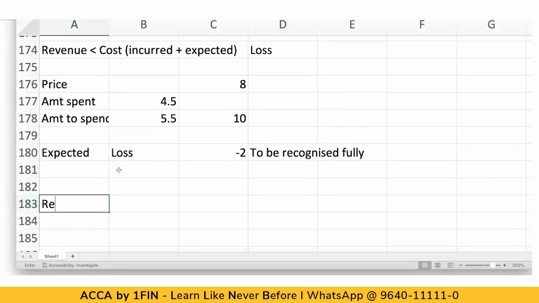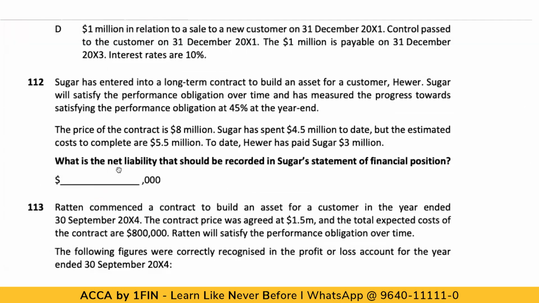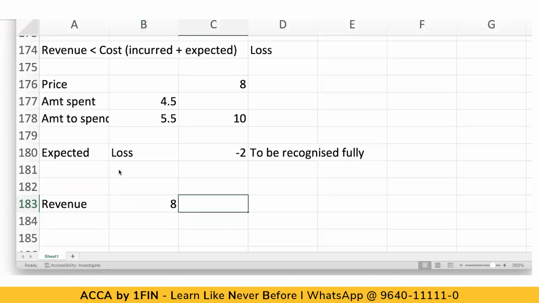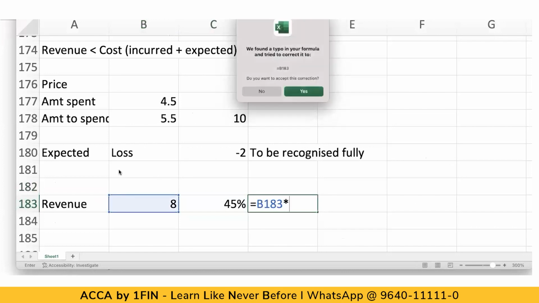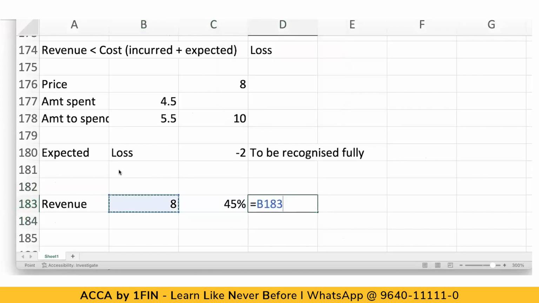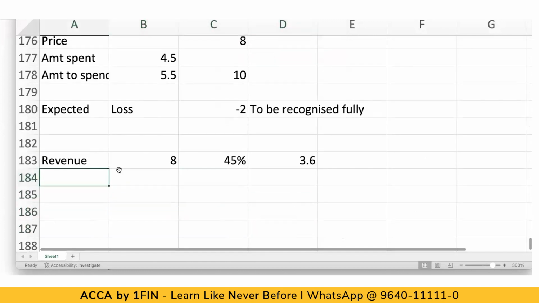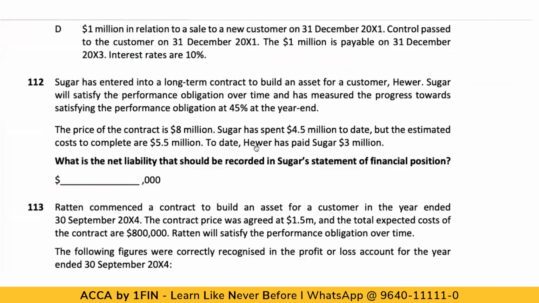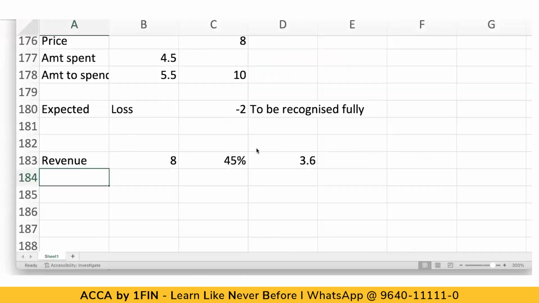Now here, revenue is how much? Revenue to be recognized is 45%. So 8 million, 45%. The revenue to be recognized is 8 into 45%, which is 3.6 million. And they have spent 4.5 million till date.